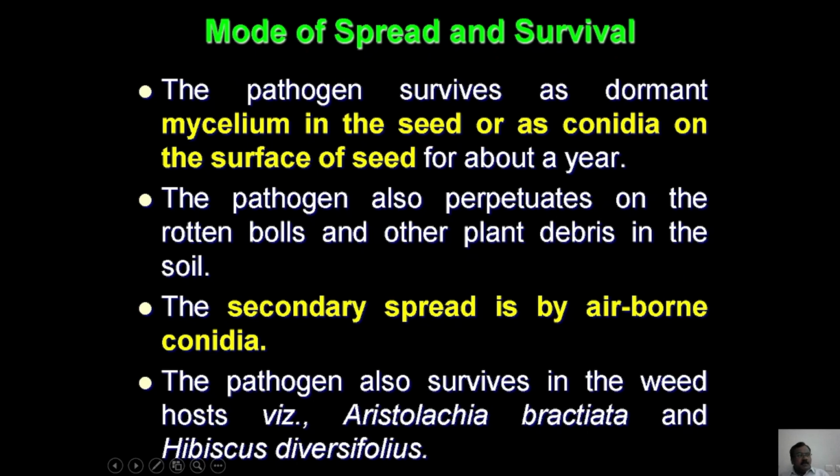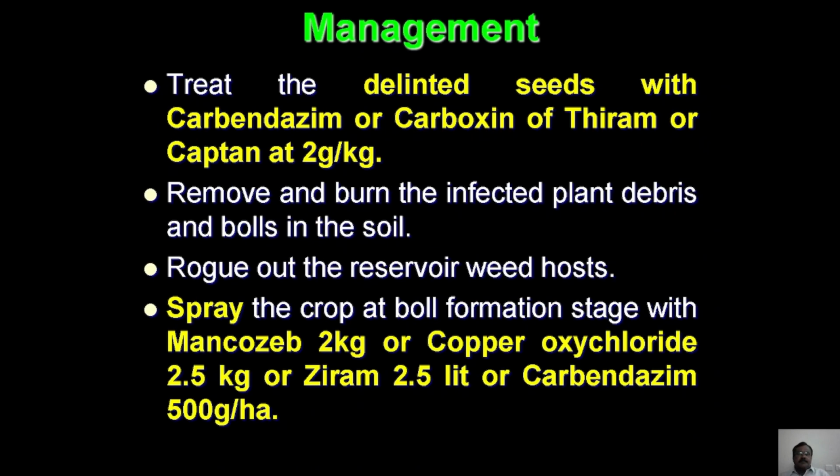The pathogen survives as dormant mycelium in the seed, and the conidia present on the surface of the seed can be viable for at least a year. The pathogen also perpetuates in the rotten bolls as well as in the plant debris. The secondary spread is mainly through airborne conidia. The pathogen also survives in some weed hosts like Aristolochia as well as hibiscus.